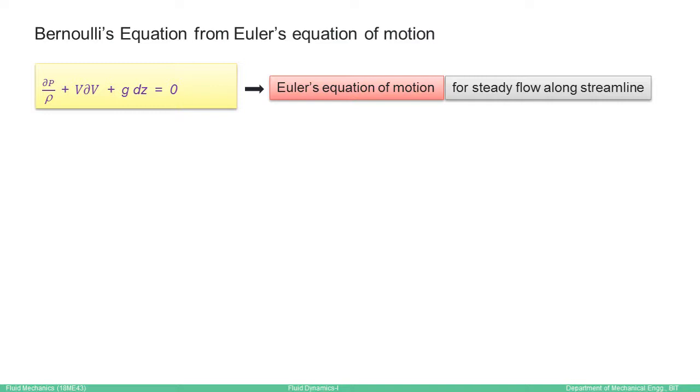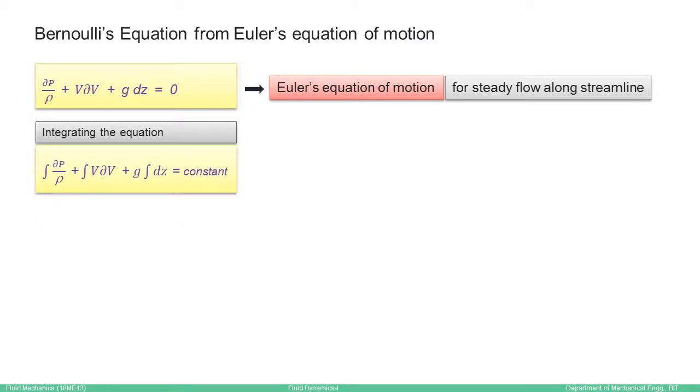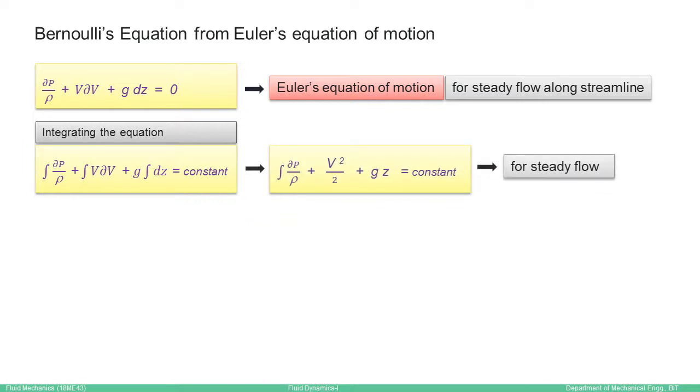So this is the equation we just obtained, and now integrating this equation, the right hand side becomes 0, because the integral of 0 can be a constant. And going further, we know that the integral of v dv is equal to v square by 2, and the integral of dz is z.